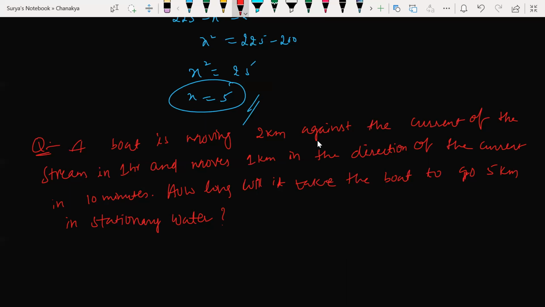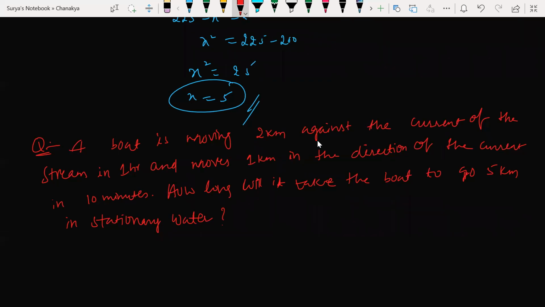What is downstream here? In the direction of the current. I'm asking what is the speed in the downstream? What is the speed in upstream? Again, it is given, so 2 kilometers per hour, and downstream is 6 kilometers per hour. Am I correct? What is the speed in still water?